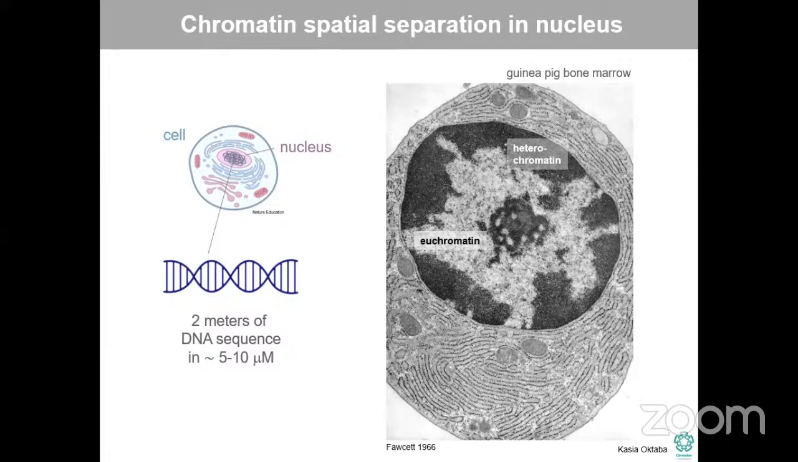So we have known that the nucleus here, a big guinea pig bone marrow cell nucleus from 1966, so quite some time ago. And this picture already shows that in the nucleus, the DNA is not arranged very homogeneously, but there are regions where chromatin is more compact and some other regions where chromatin is more lax. So this has been known for a long time.